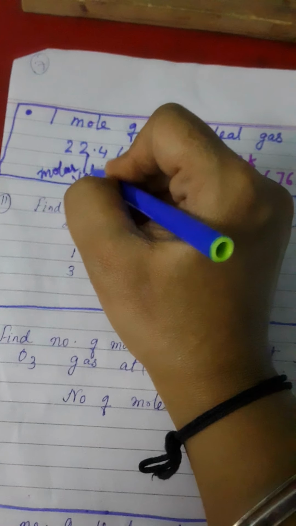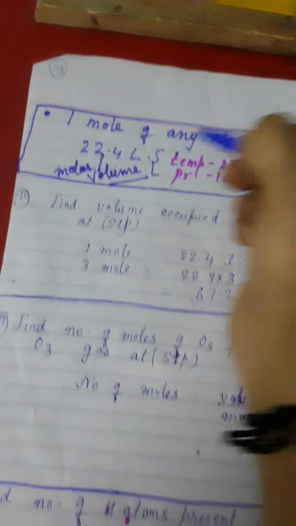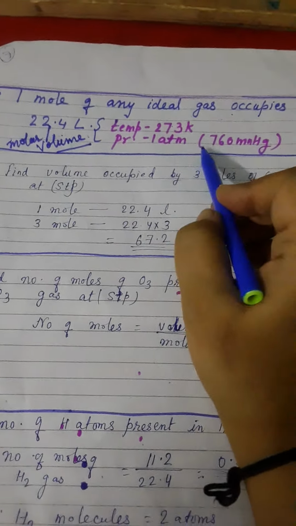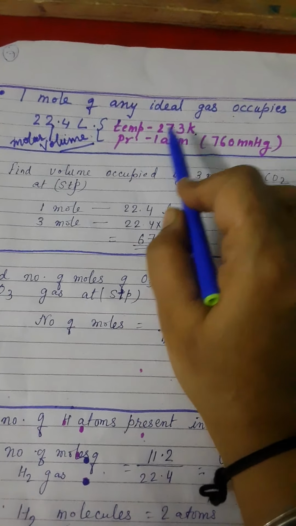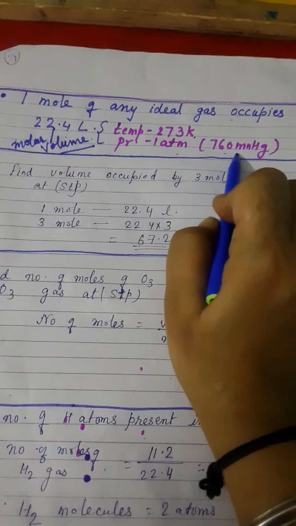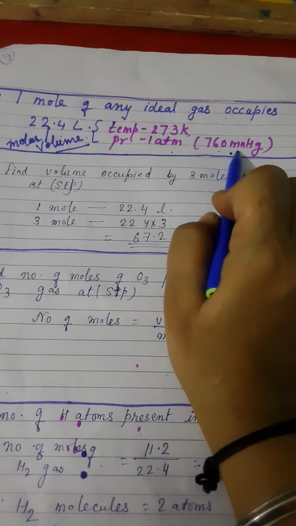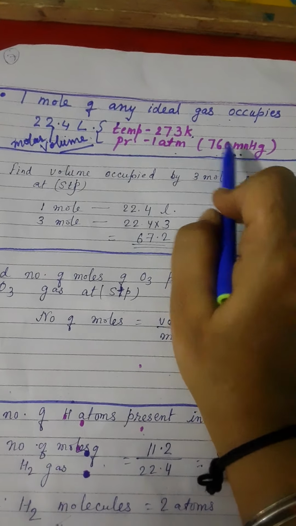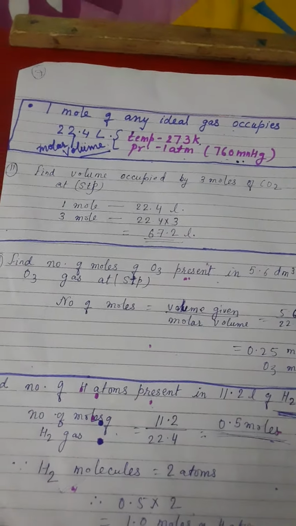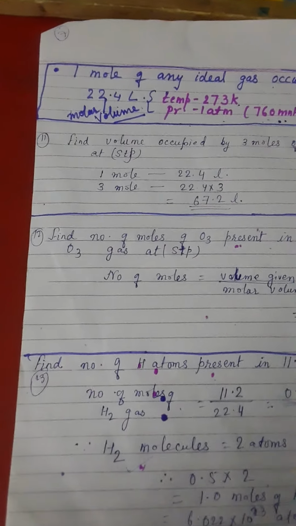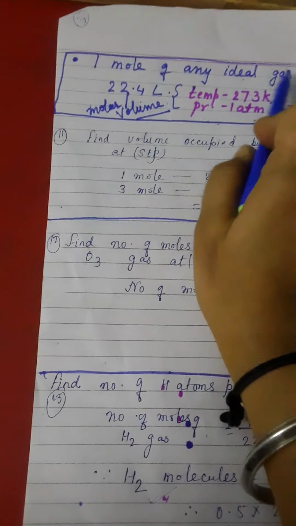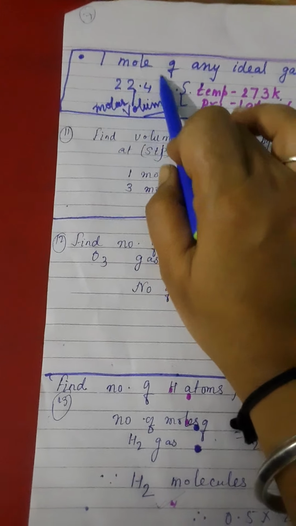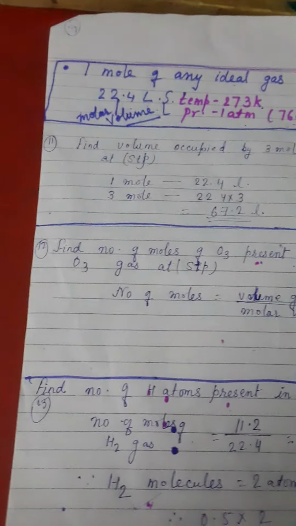Okay, molar volume at standard temperature and pressure. Standard temperature 273 Kelvin and pressure will be 760 mm of mercury. Okay, at standard temperature and pressure 1 mole of any gas will occupy 22.4 liters, and this value is called molar volume.